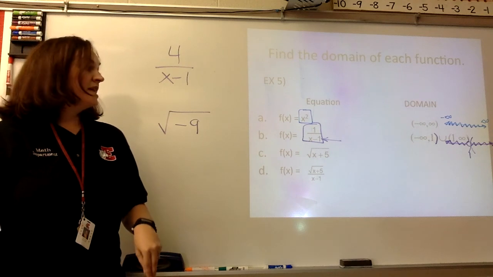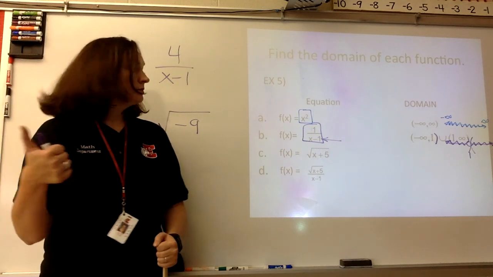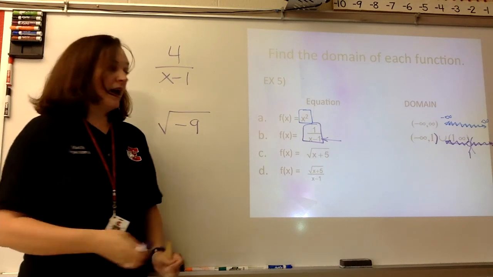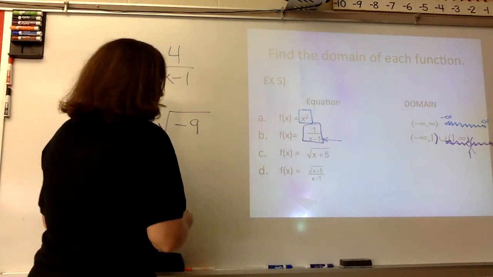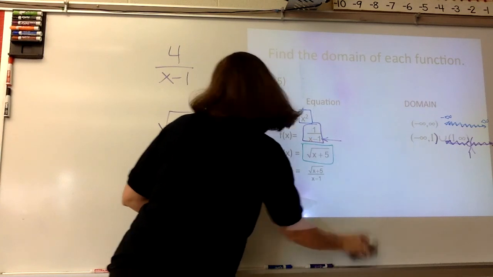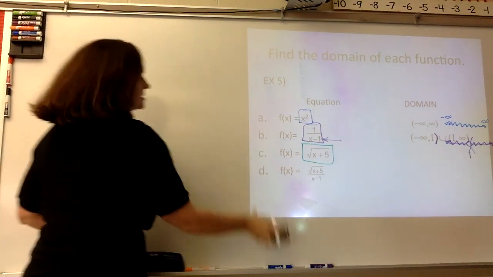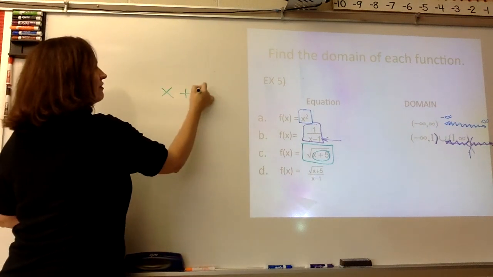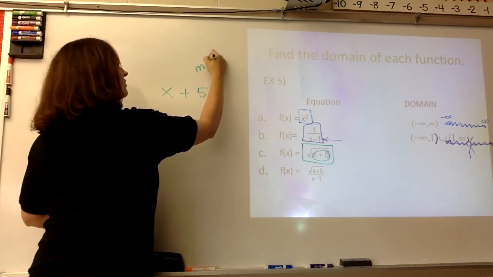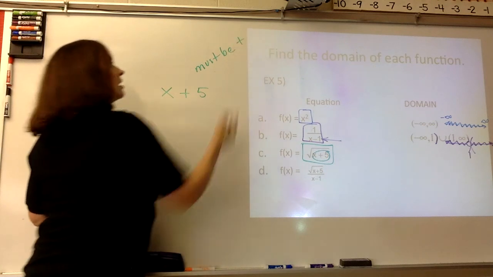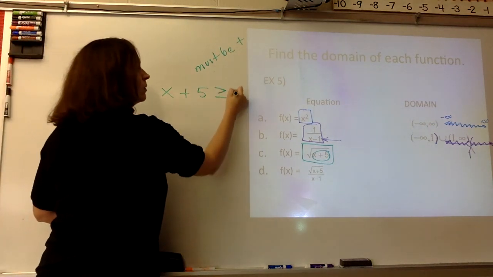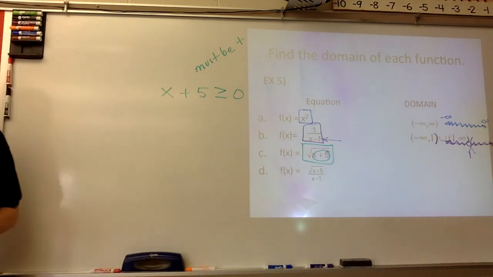All right, letter C. Do I have a denominator? No. Do I have a square root? Yes. All right. Here's the rule for square root. I'm going to go to green for this one. Your rule for square root says what's underneath the root, x plus 5, must be positive, correct? Translated in algebra language, greater than or equal to 0. That's what you have to write down.